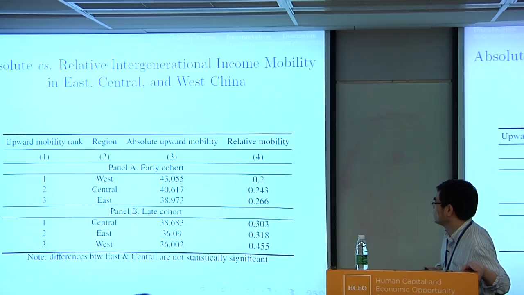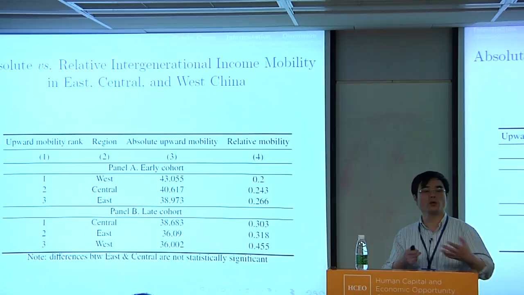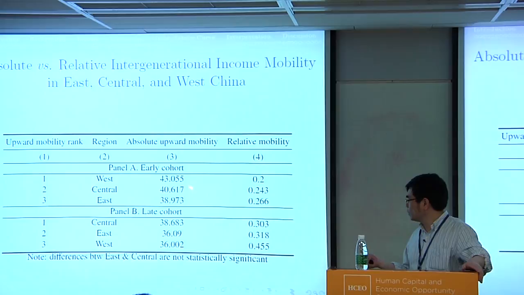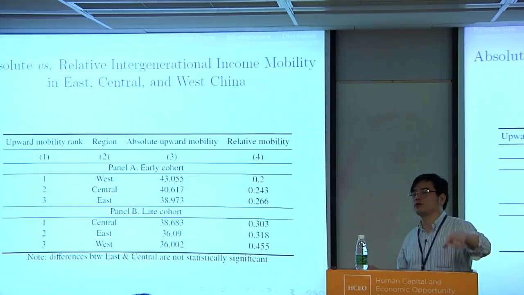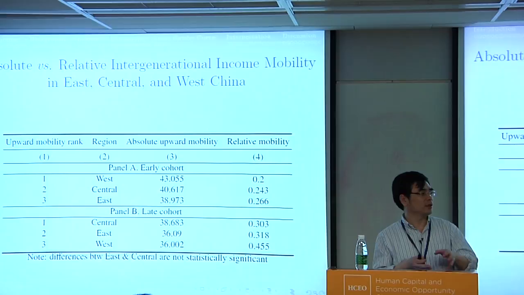Now, it's not difficult to explain why the west was doing so well in the past, but not doing so well now. As you know, in China, after the Communist Party took over the country in 1949, the west was very backward. So the government gave a lot of priority and favorable policy treatment to the western region, so it industrialized and so on and so forth.